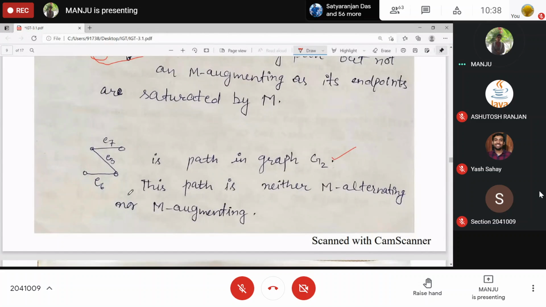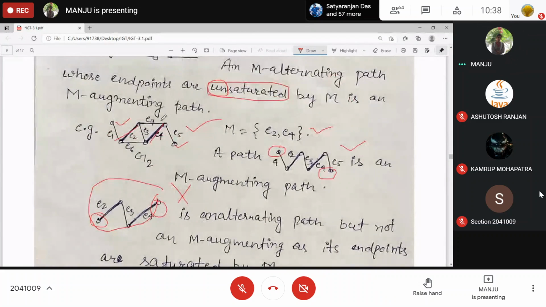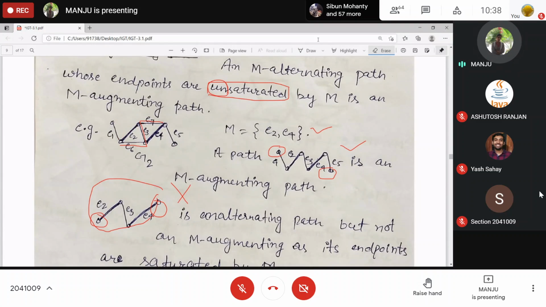So for this path, E7, E3, E6, where M is given as E2, E4, a path starting with this vertex and ending at this vertex. Is this path M alternating?